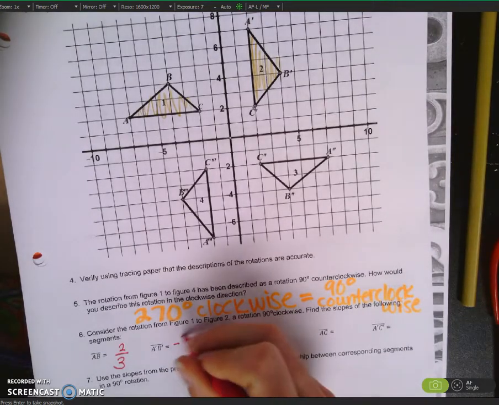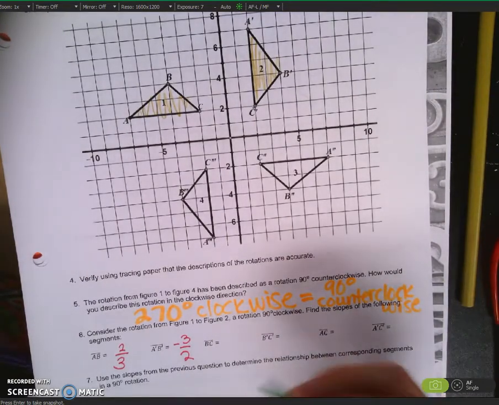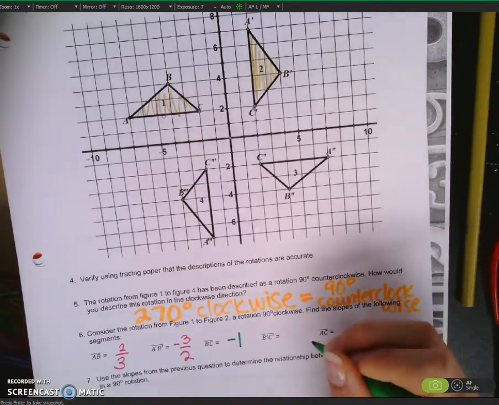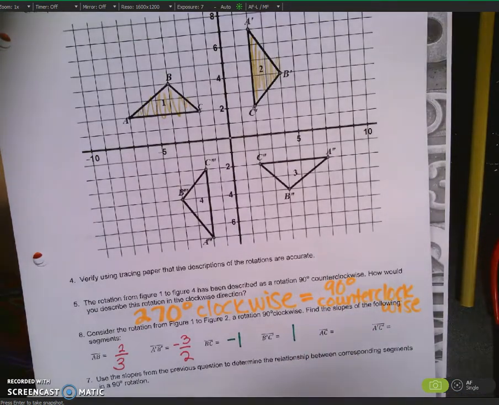Yes, it's decreasing, -3/2. Go back to figure 1. What's the slope of segment BC? Yes, -1. And segment B prime, C prime? +1. Go back to figure 1.